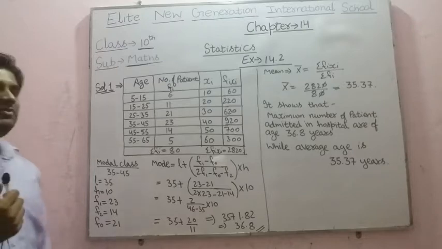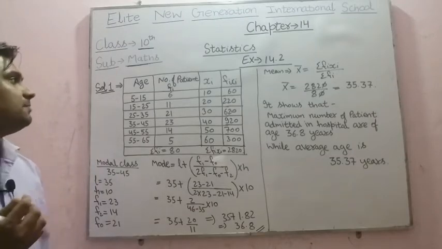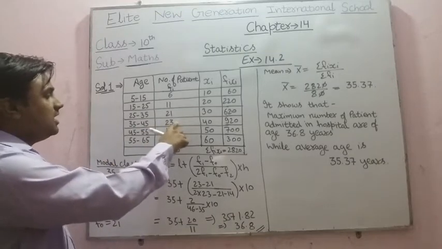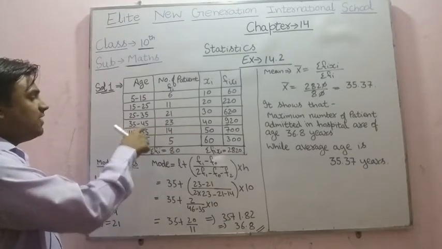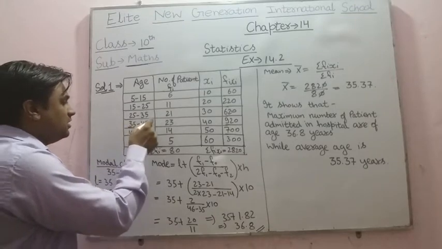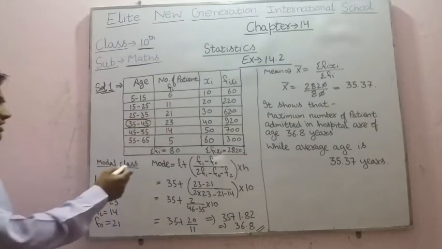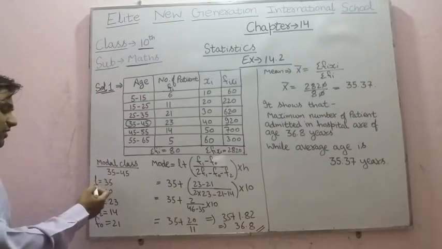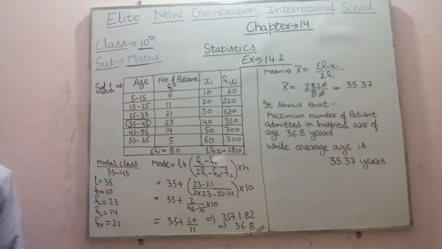As we know, the highest frequency gives the mode. The highest frequency is 23, which means 35 to 45 will be the modal class. So we can say the modal class is 35 to 45. Now the value of L, the lower limit of the modal class, is 35. So L equals 35.